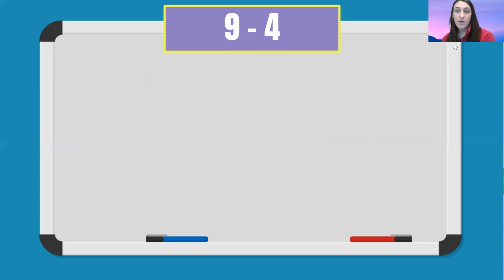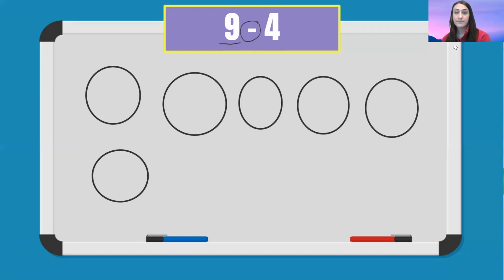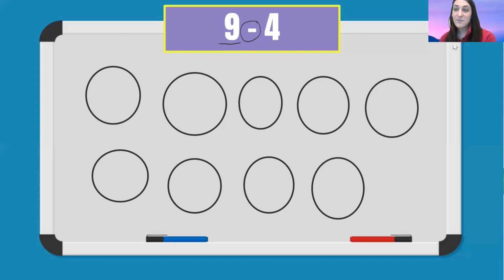9 minus 4. We have a minus sign, which means we're going to subtract or take away. The number 9 in the beginning of the subtraction problem tells us how many circles to start with. So let's draw 9 circles to start. Okay, let's count them to make sure we have them all. 1, 2, 3, 4, 5, 6, 7, 8, 9.